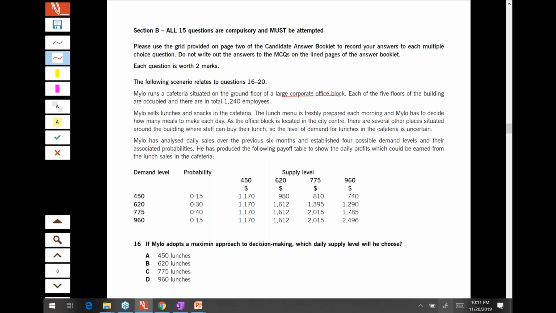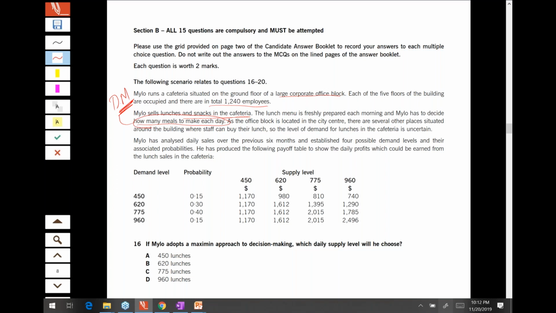Each of the 5 floors of the building is occupied and there are in total 1240 employees. Milo sells lunches and snacks in the cafeteria. The lunch menu is freshly prepared each morning and the company has to decide how many meals to make each day. Now, this is what the company needs to decide. This is decision making.